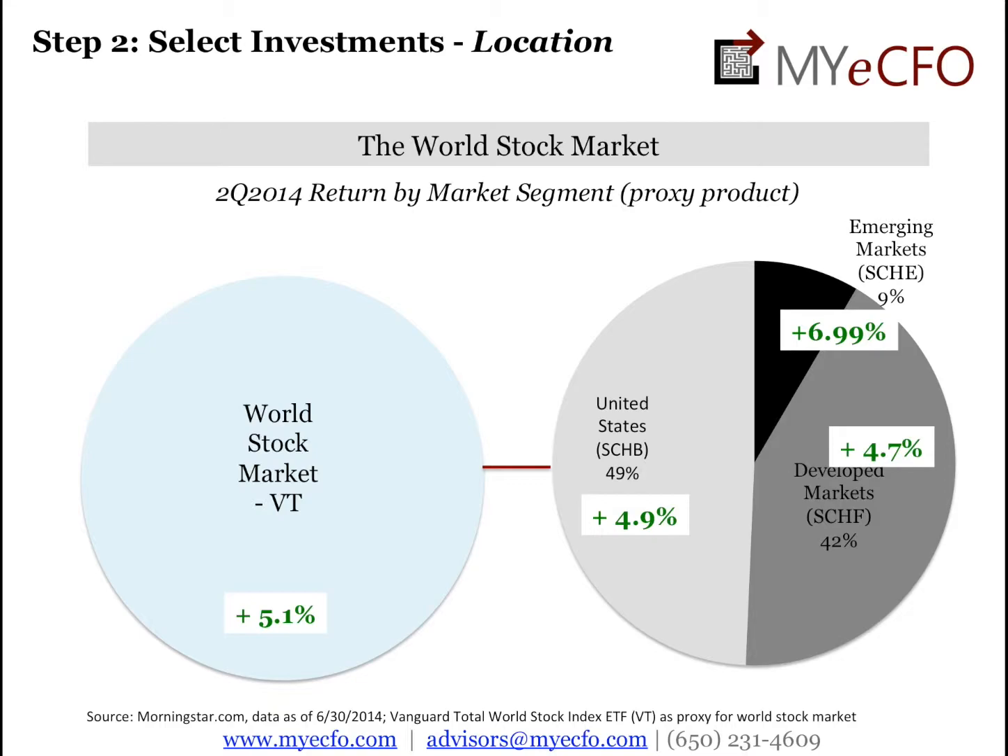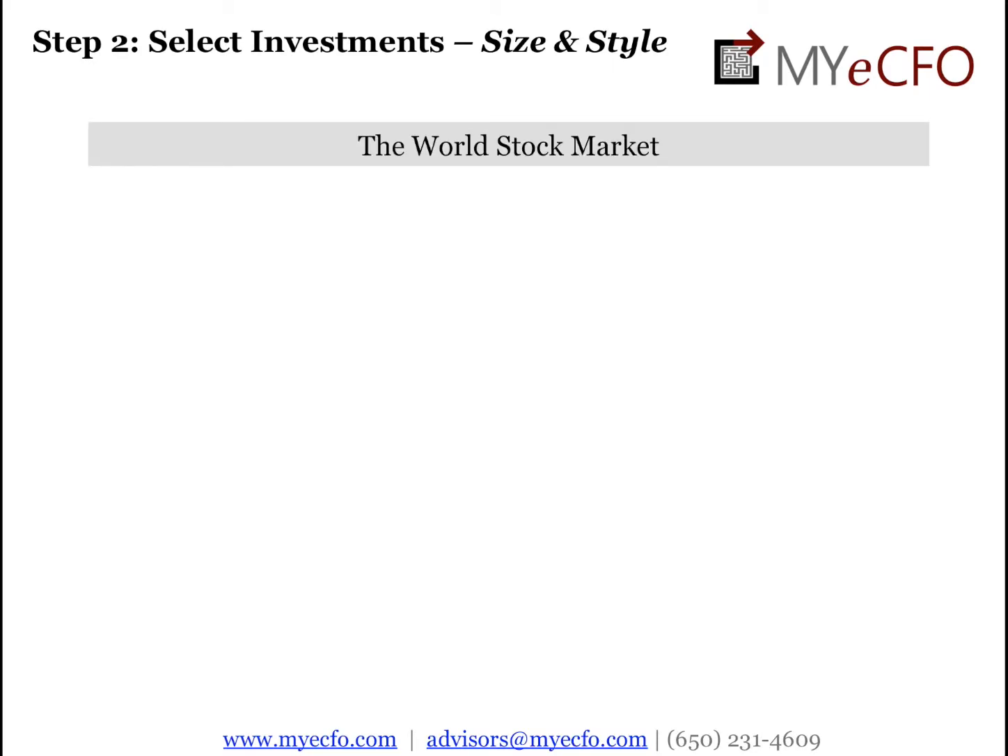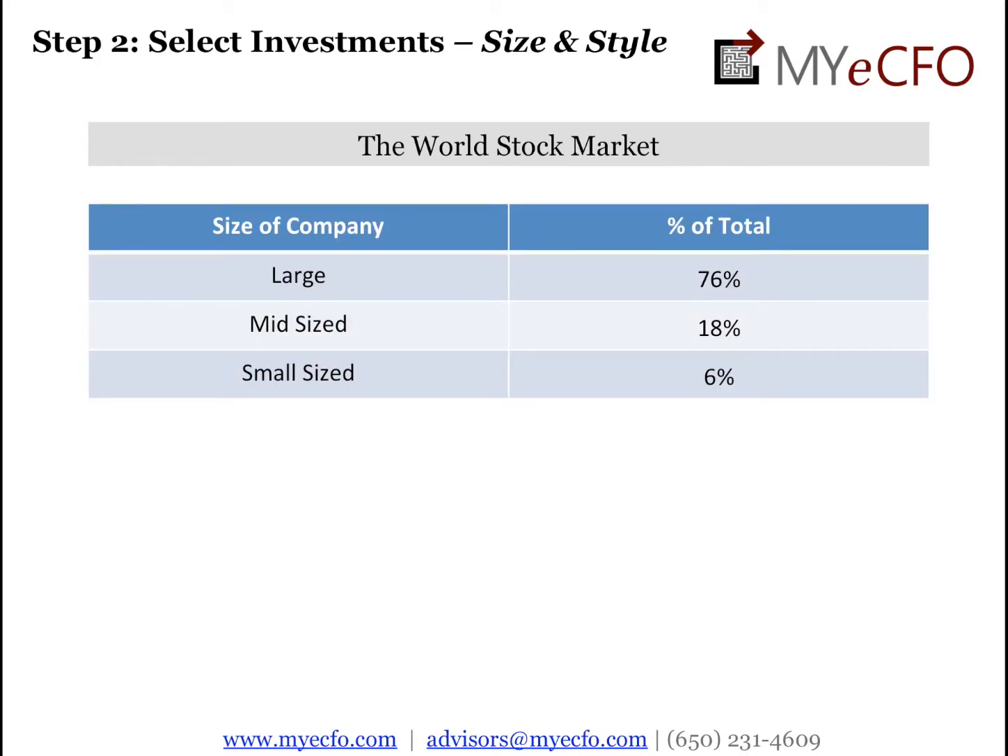Let me look at it from a different perspective. Let's think about size and style, which are factors commonly used in investment to drive investment return. So what the world stock market tells us is that 76%, about three-quarters of the companies that receive money from investors are large companies. These are multi-billion-dollar companies like Google and Apple, and the rest of it goes to mid-size and small size. So again, if your portfolio looks different, if you're betting 100% of your money in small companies, then you're betting against the market, which could be right, could be wrong, but just something to be aware of.